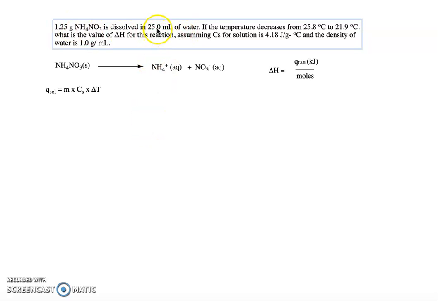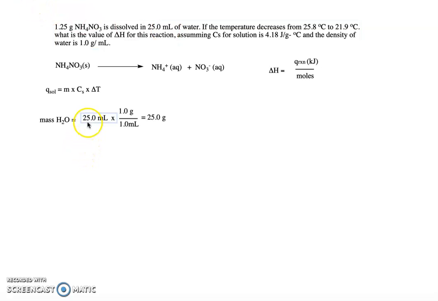So let's find the mass of the water because I gave you milliliters. 25.0 milliliters times 1 gram per 1 milliliter gives you 25.0 grams. That's the mass of the water. So the mass of the entire solution that's being heated is the mass of the water plus the mass of the NH4NO3: 25.0 grams for the water plus 1.25 grams for the NH4NO3 is 26.2 grams. So that's our mass that goes in right here.